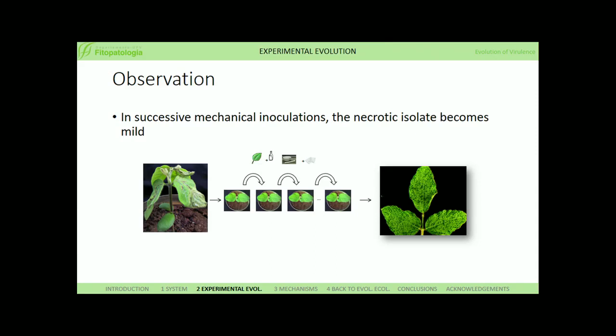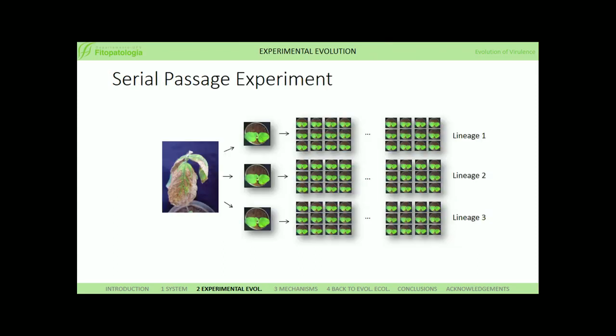And with successive inoculations, this necrosis turns into mosaic symptoms, which is much less severe. So there's virulence that it seems to be reducing. So what the group in plant pathology that I'm representing here did was to take three lineages from the same isolate, but separated into three lineages, and then do these serial passages where a number of plants were infected, and each generation these were all pooled and used to infect the next generation by mechanical inoculation.